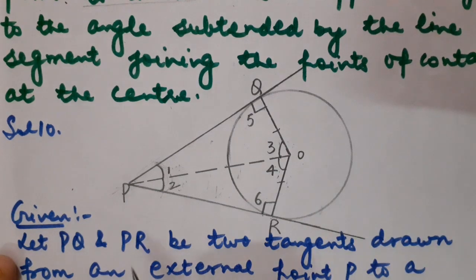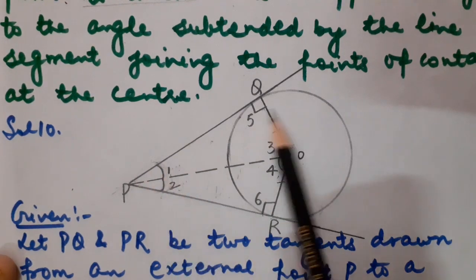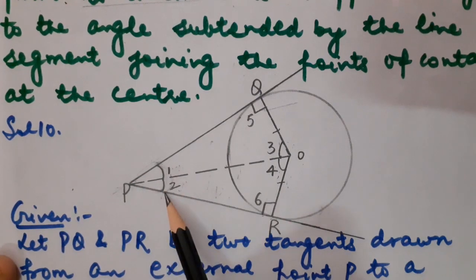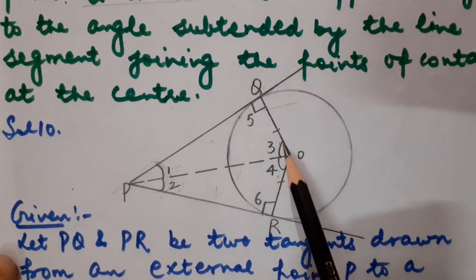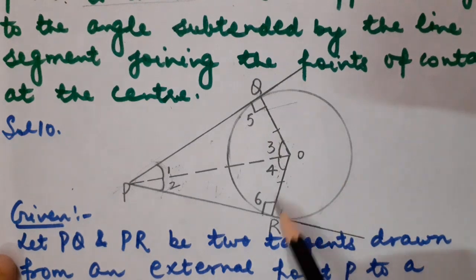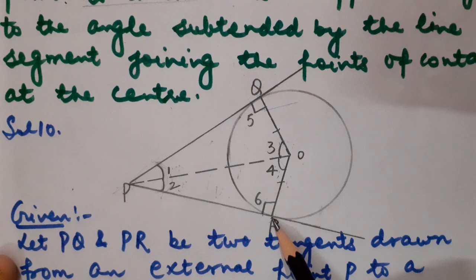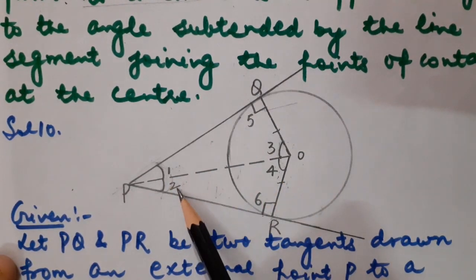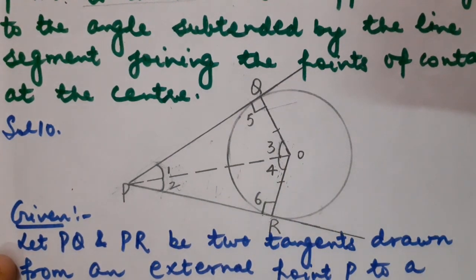I am repeating the statement. Prove that the angle between two tangents drawn from the external point to the circle is supplementary to the angle subtended by the line segments OQ and OR, joining the points of contact, Q and R, at the center. So what I have to prove is that angle 1 plus angle 2 plus angle 3 plus angle 4 is equal to 180 degrees. Correct, students?